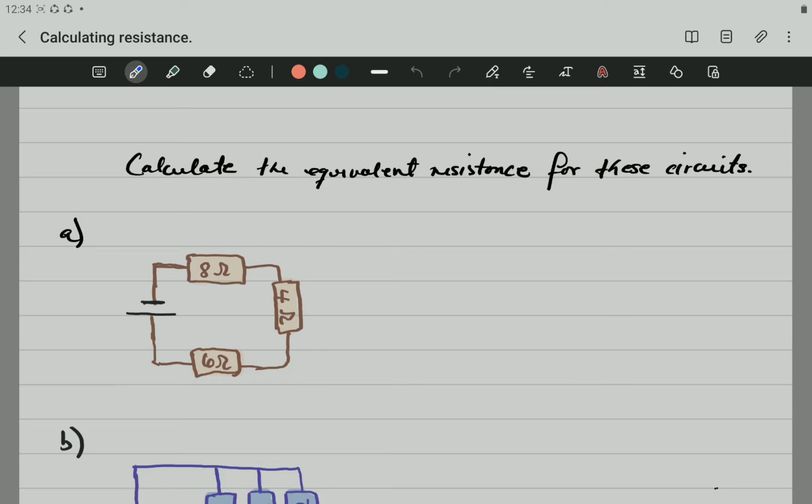You can see the circuit in which you have three resistors connected in series. You need to remember that the equivalent resistance in series is equal to the addition of all the resistances that are connected in series, that is R1 plus R2 plus R3. So in this case it will be 6 ohm plus 4 ohm plus 8 ohm, and the answer is going to be 18 ohm. Alright, so that is the first question.